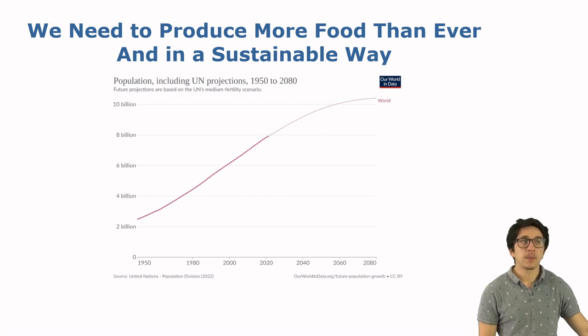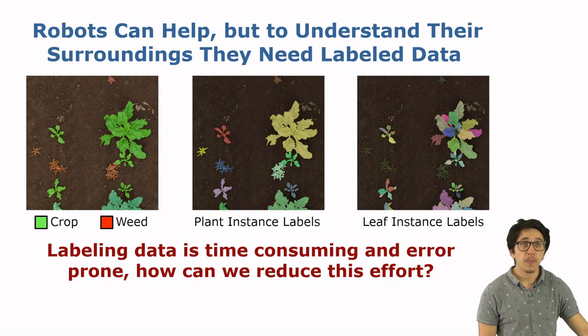To face the augmenting demand of resources, we need to produce more food than ever and in a sustainable way. One possibility is using robots to automatize the agricultural procedures. For robots to help us, we need them to understand their surroundings. For example, what is a crop, a weed, a plant, or a leaf.